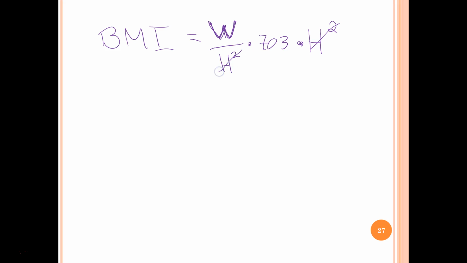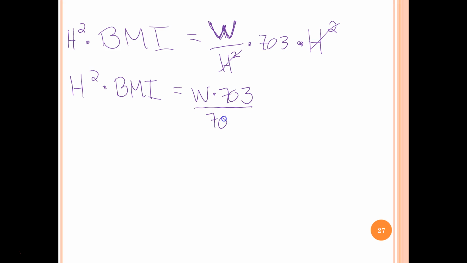If we get rid of that height squared in the denominator, we can start getting weight closer and closer to being by itself. So now we have height squared times BMI is equal to weight times 703. Now we want to get that weight completely by itself, and that 703 being multiplied to it is keeping us from doing so. So let's undo that with some division.